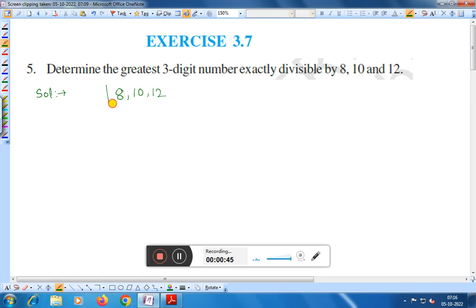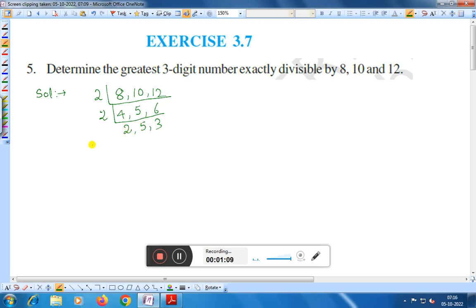First of all, we'll divide it by 2. 2, 4, 8. 2, 5, 10. 2, 6, 12. Again by 2. 2, 2, 4. 5 is not divisible. 2, 3, 6. 2, 3, 5. It will not be divisible again.